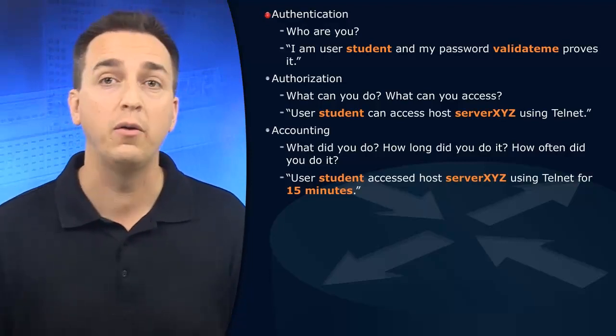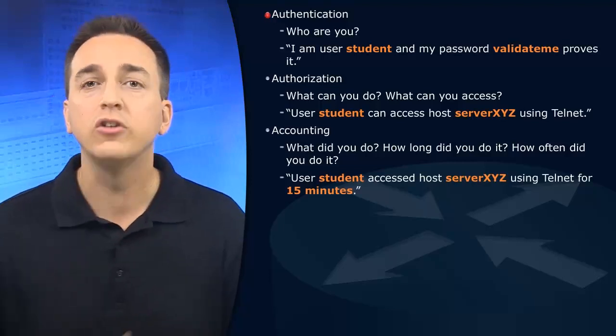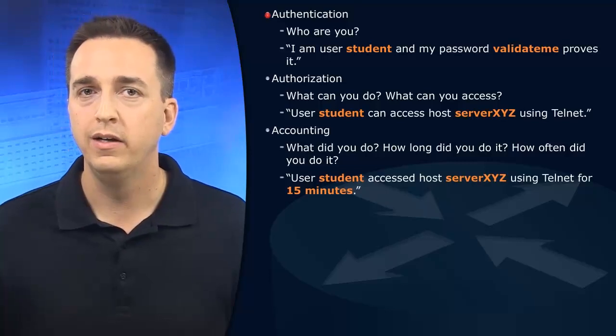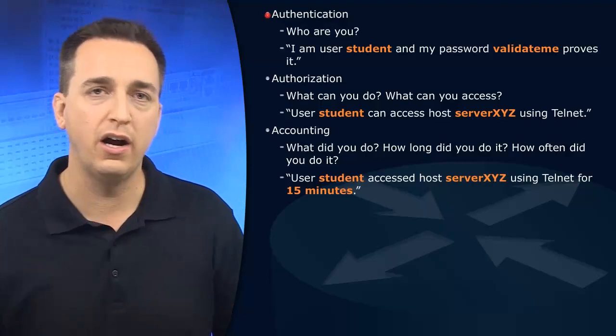For example, we can use biometrics. We can do a retina scan. We can use fingerprint analysis. Those are different ways that we can authenticate. We can even use key cards and PIN numbers. So authentication, one factor of the AAA architecture.